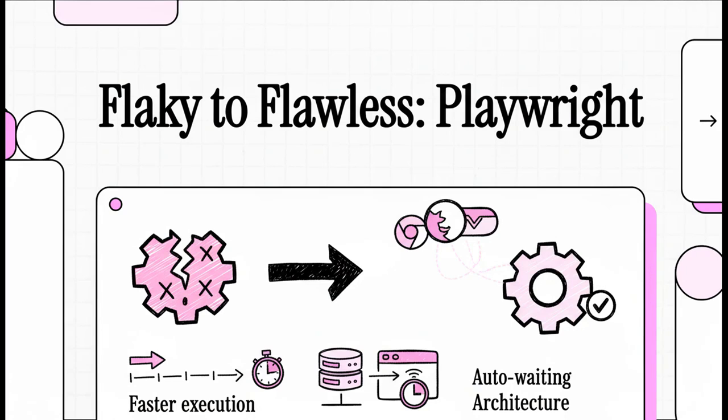All right, let's talk about one of the most frustrating parts of building for the web. I'm talking about end-to-end testing. We're going to see how we can go from tests that are just plain flaky and unreliable to tests that are basically flawless. Let's dive in.